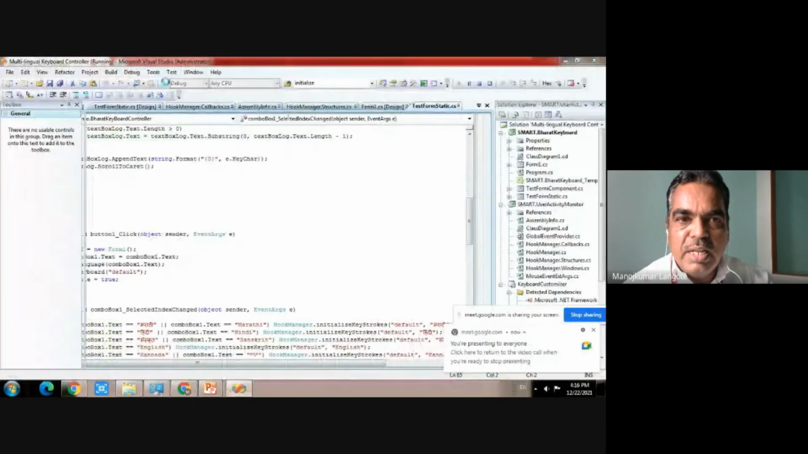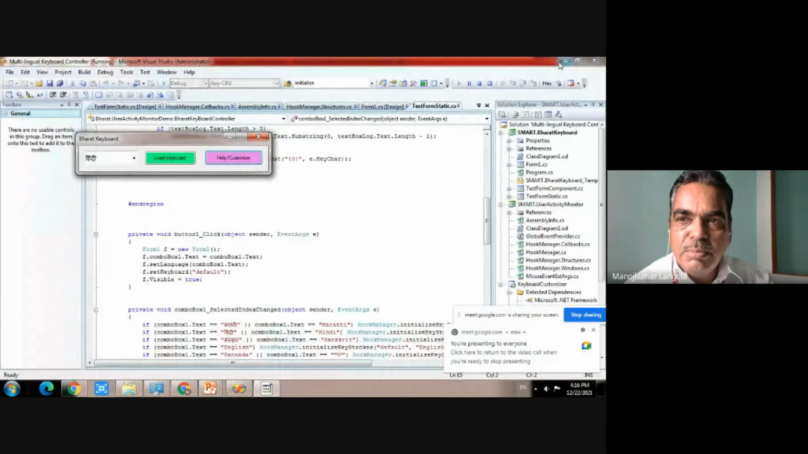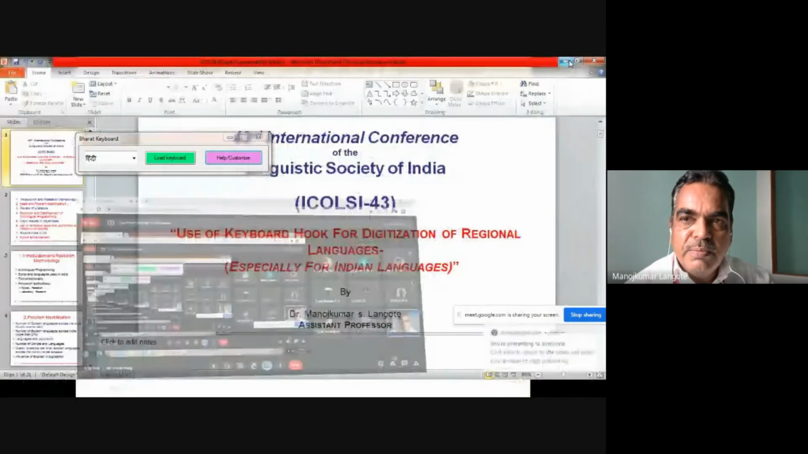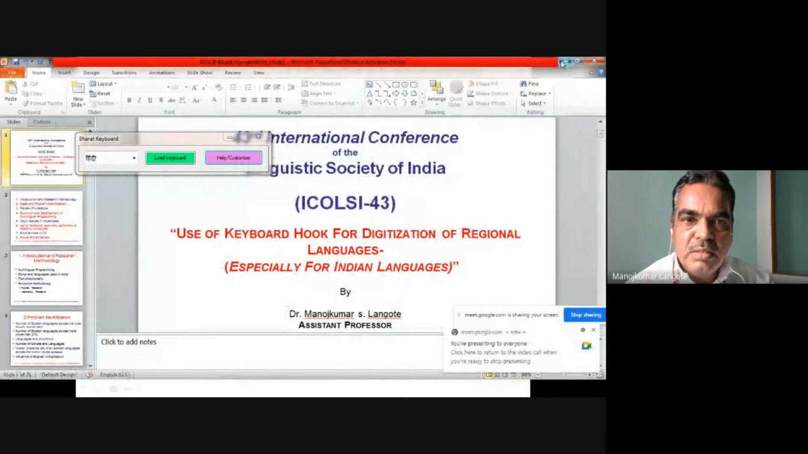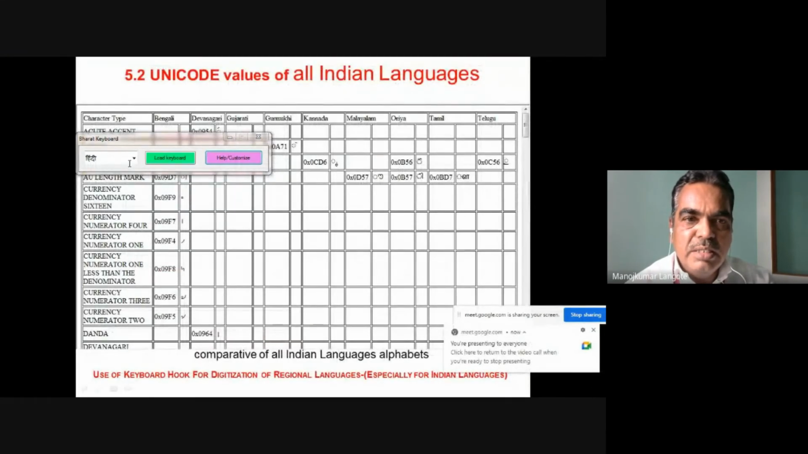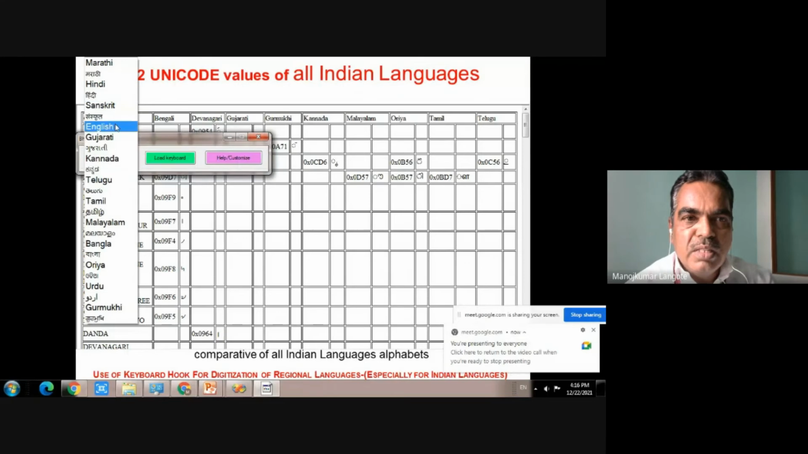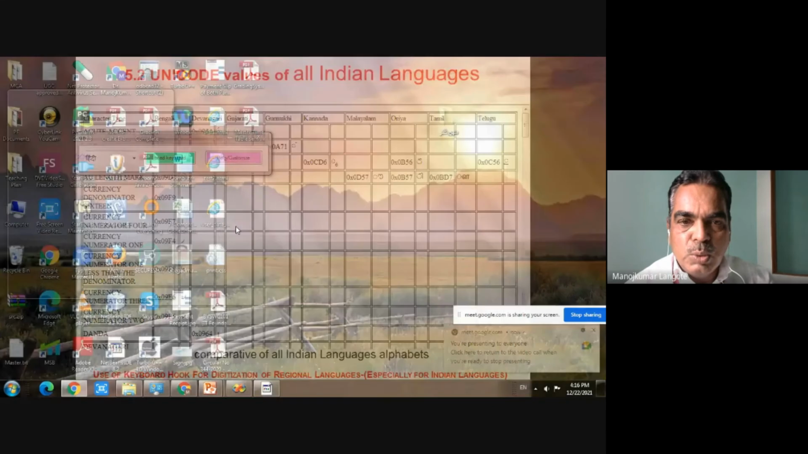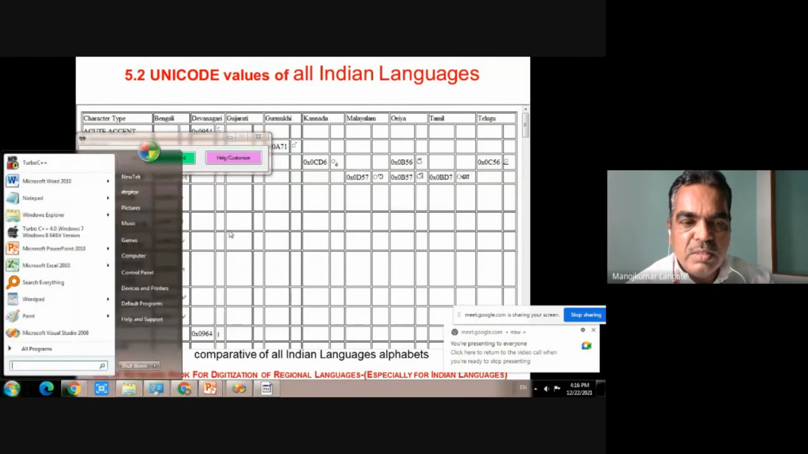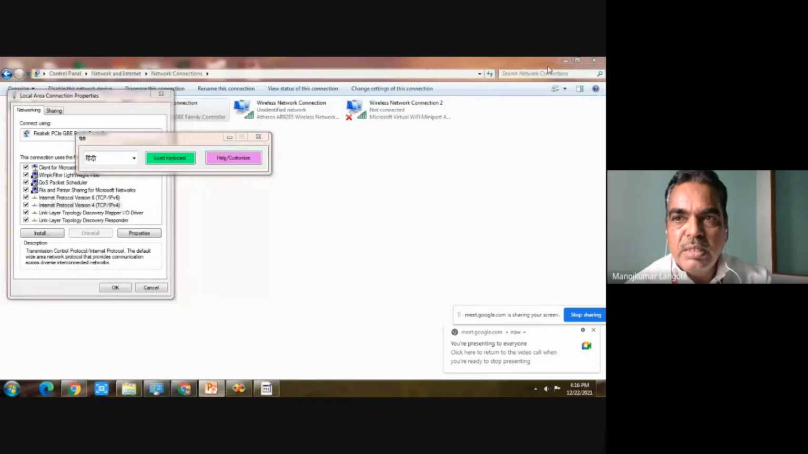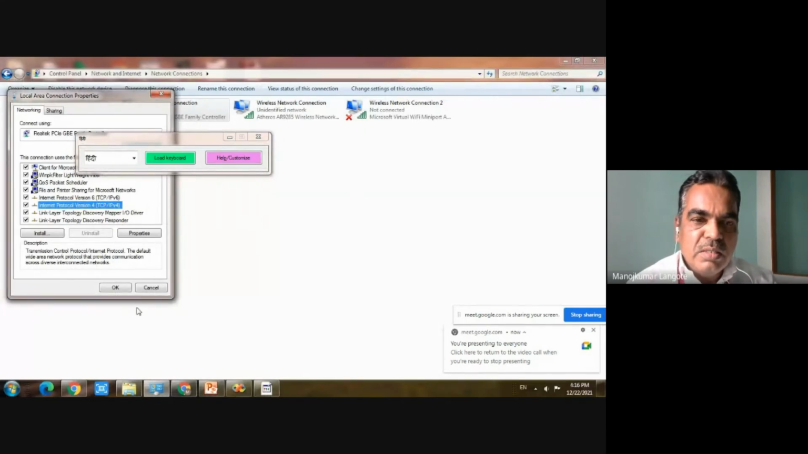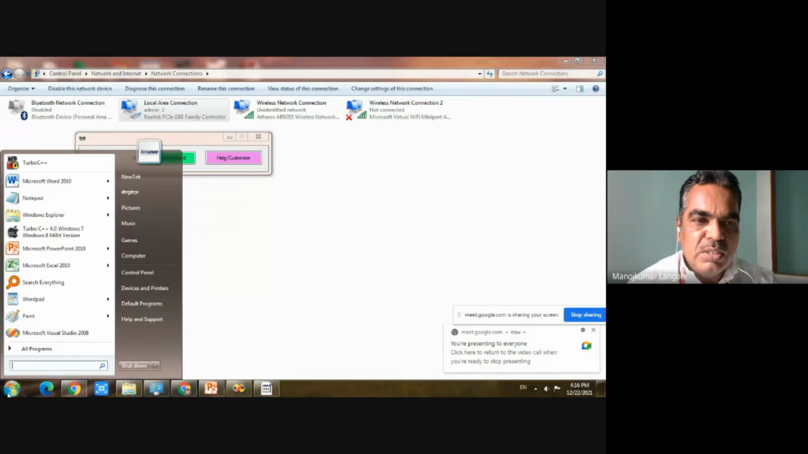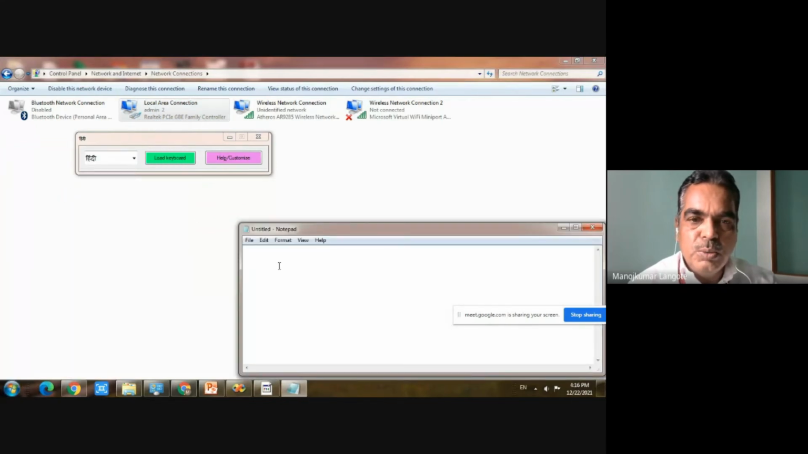Here, I will directly show you. This is the program, and I am executing that. Here, I will select the language, whatever we want. Suppose this is Hindi, and my keyboard is totally changed. So I will come to this notepad and show you. Now the keyboard is Hindi, so here I can type in Hindi.